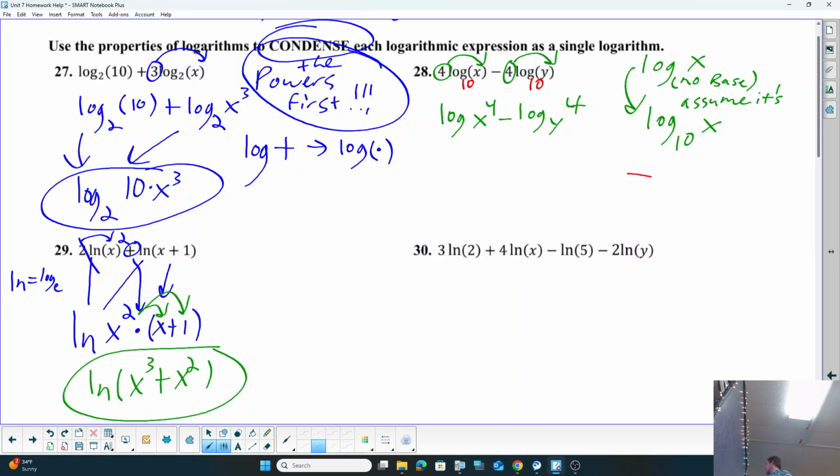Okay, so what does log subtraction become? Do you know? Log subtraction becomes log division. So we're going to condense it, log base 10, log base 10. And then it's going to be x to the 4th, and subtraction becomes division, y to the 4th power. And so that's just our answer.